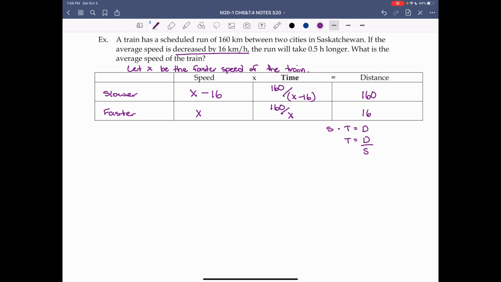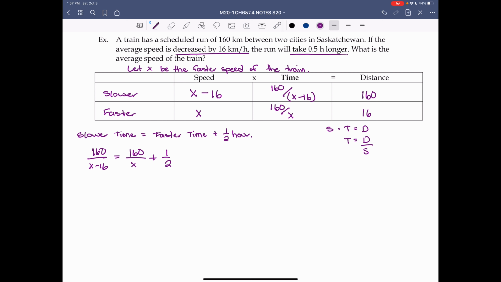There's one piece of information in our question that doesn't fit into our table. The run will take 0.5 hours longer at the slower speed. That doesn't go in our table, so that's the part we're going to use to write our equation. We have the slower time equals the faster time plus half an hour. The slower time is 160 over x minus 16, which is equal to the faster time, which is 160 over x, plus half an hour.